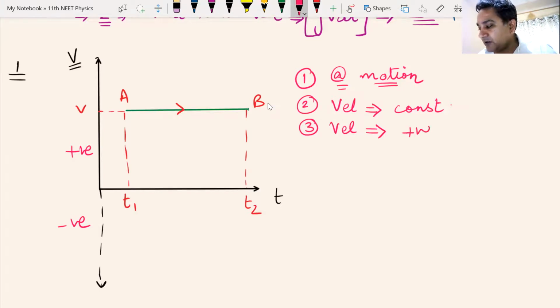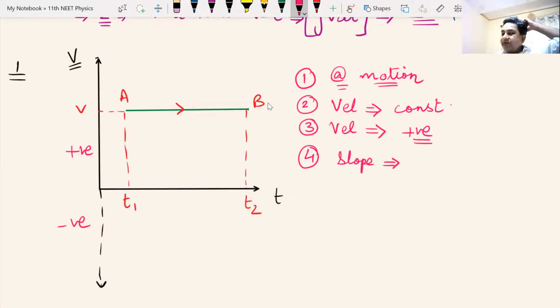Velocity is constant, velocity is positive. Great. Third one. Oh, this is the fourth one. See, I also make mistakes. Fourth one. What about the slope of this graph?